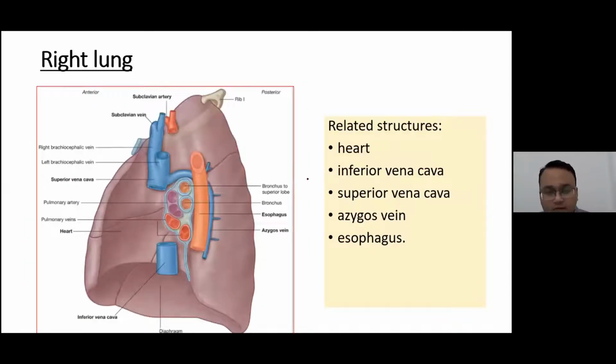Now this area over here is known as the root of the lung, which is surrounded by the hilum. The region of the hilum is actually the area where the pleura is being reflected. Remember, we have the parietal pleura that gets reflected, and then it continues as the visceral pleura. The visceral pleura will surround the lung proper.